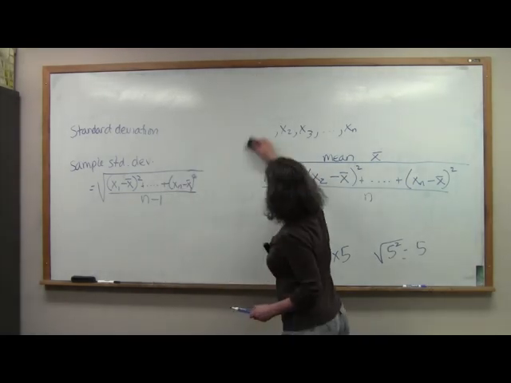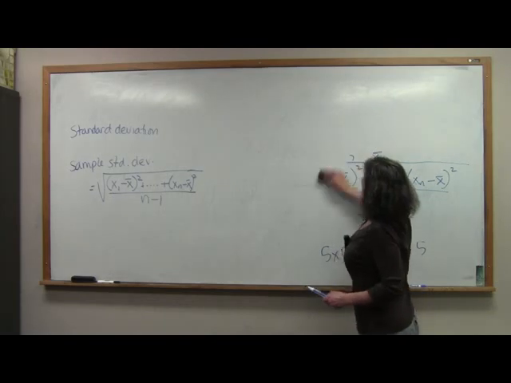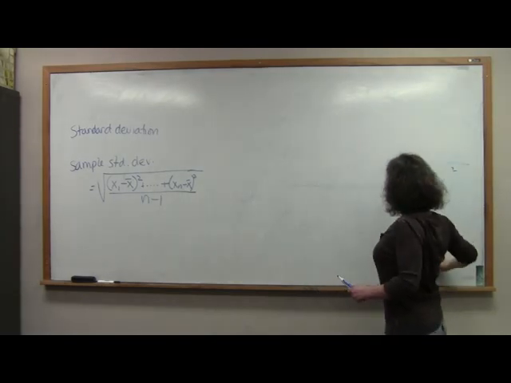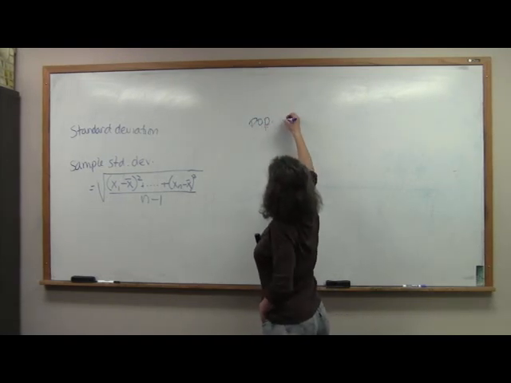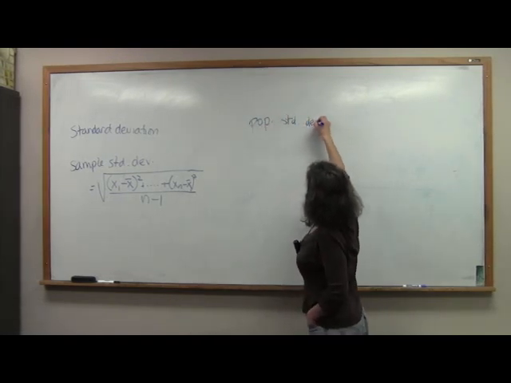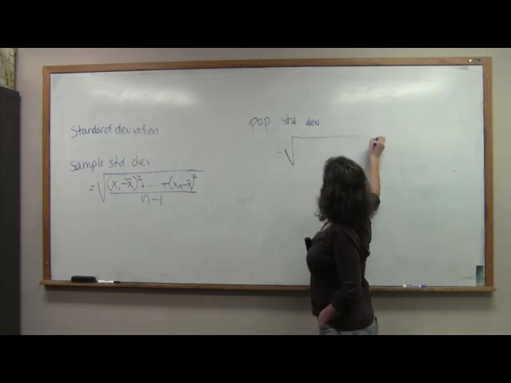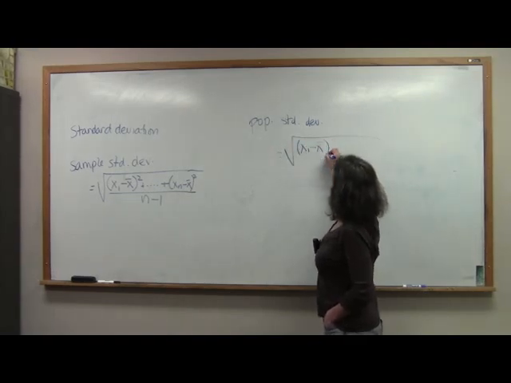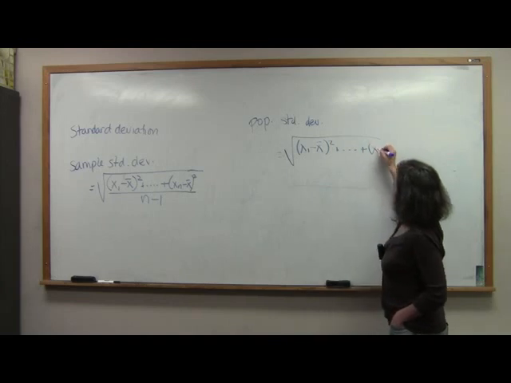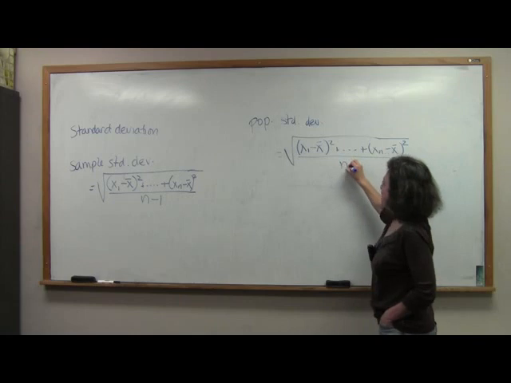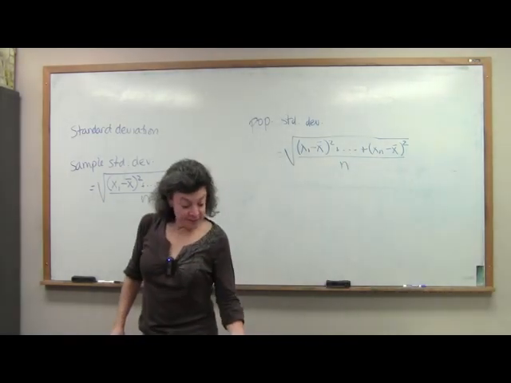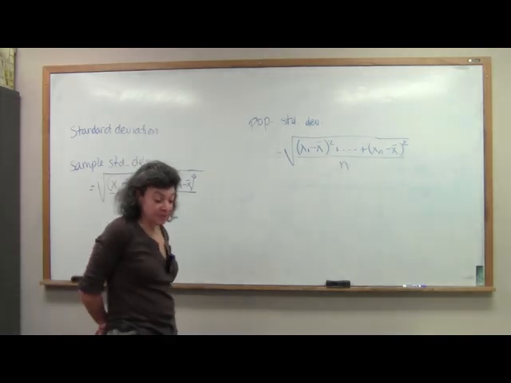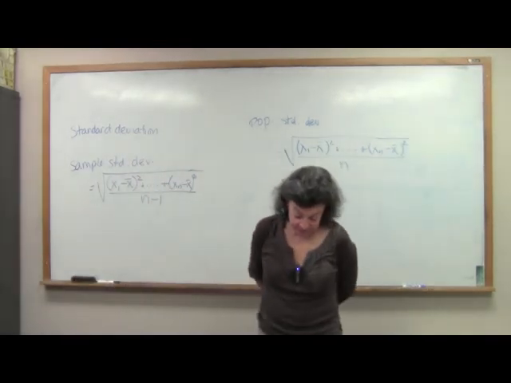Whereas if you're looking at a population, for a population standard deviation, that's when you do the same thing, but instead of dividing by one less than the number of data points, you divide by the number of data points. All right. So those are our standard deviations.